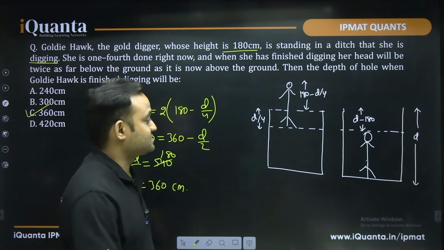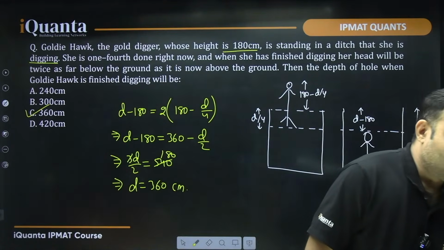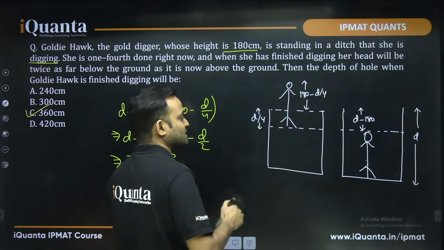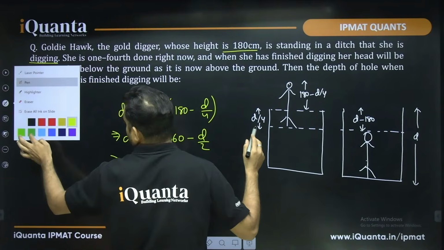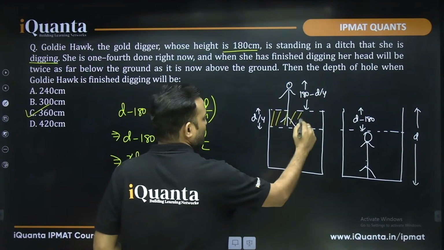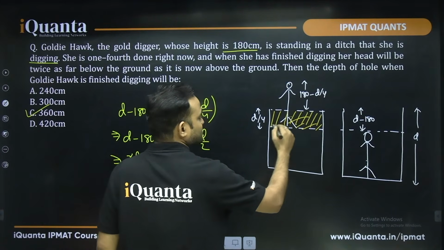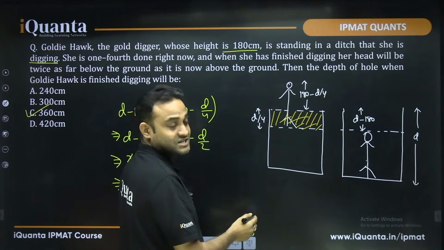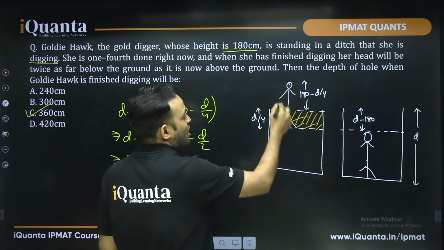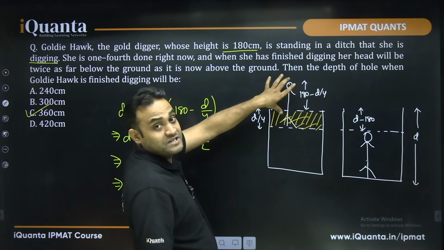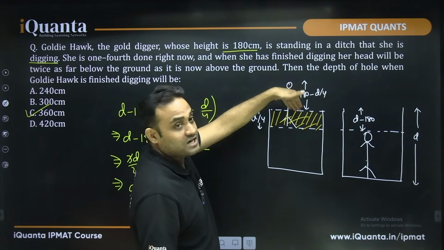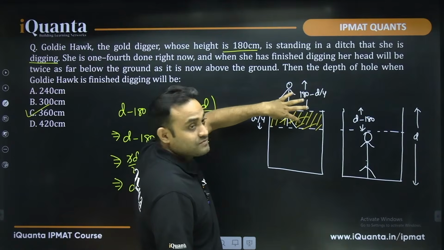180 centimeter is long, right? It's given in the question that she is done 1/4. She has dug so far. This part she has dug so far. This part is 1/4. She is done 1/4. Total distance is D. So her head is above the ground, right? By how much? Total she is 180 centimeter in length, of which this is D by 4. Her head is above the ground by this much. 180 minus D by 4.